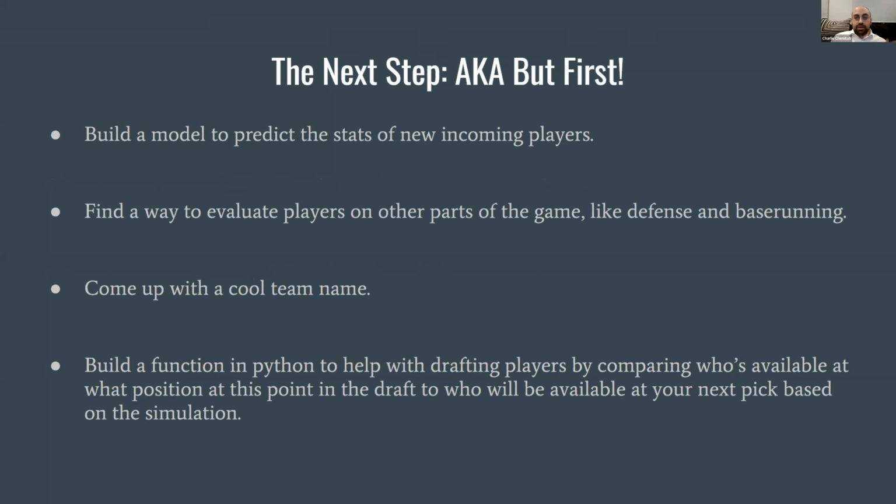All right, the next steps. First, maybe I can build a model to predict the stats of new incoming players who don't have a history in the league for me to work this model on. Next, I can find a way to evaluate players on other parts of the game, like defense and base running. Three, and this one is very important, I must come up with a cool team name.